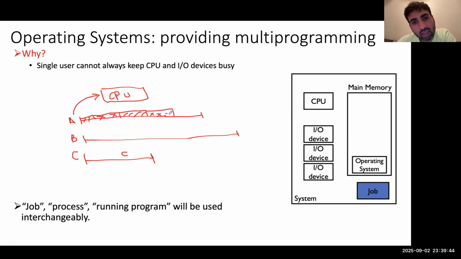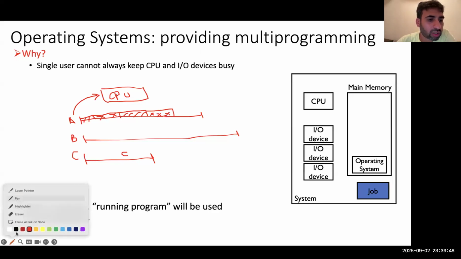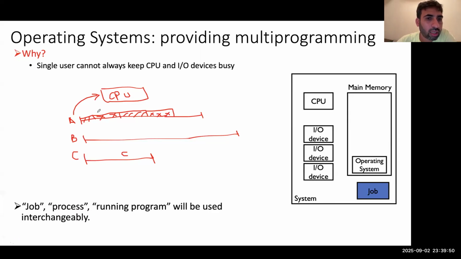Now, when the process is doing some computation, it is actively using the CPU. So this is good. The CPU is not idle and not wasted. But when computation is done and it is time to perform some IO operation, then the CPU is doing nothing.